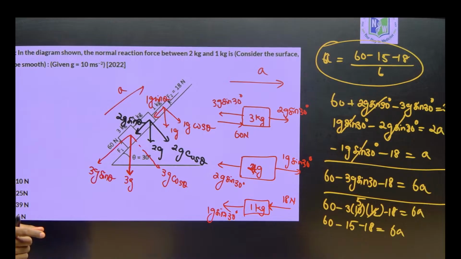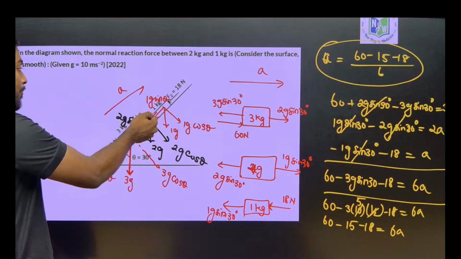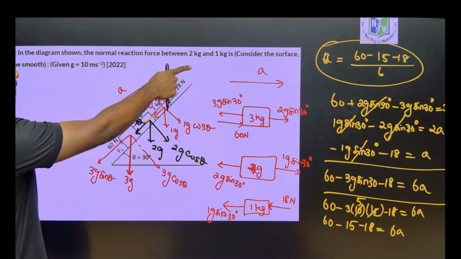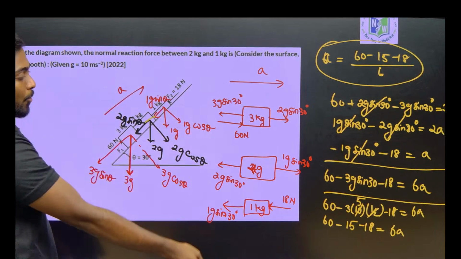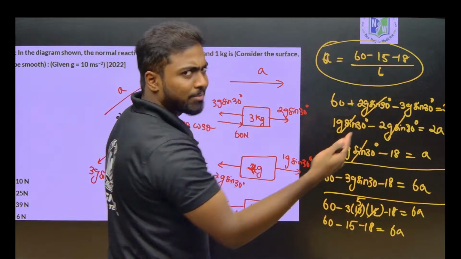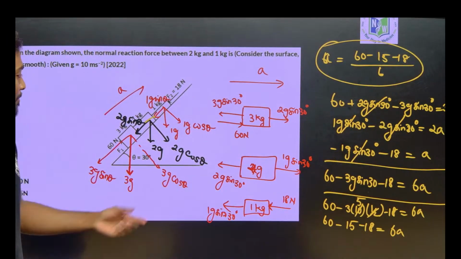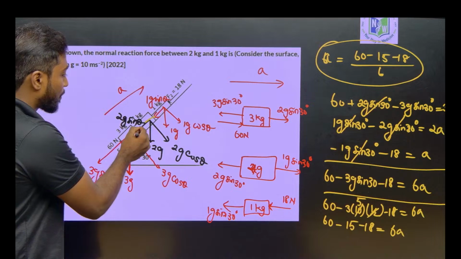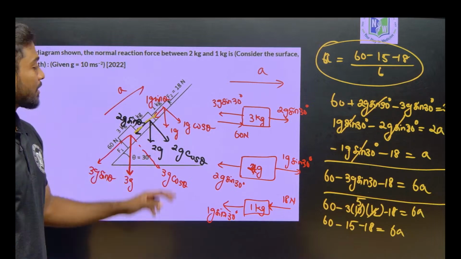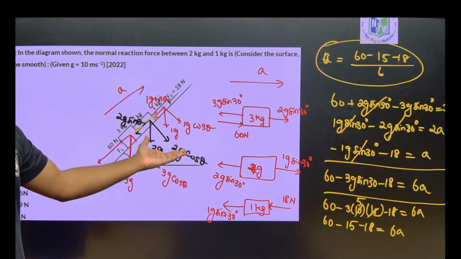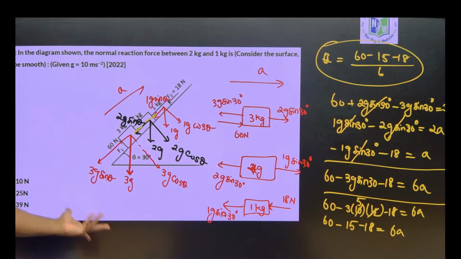Now I need to find the normal reaction. So I have found this much, but this is not necessary, right? Simply I can find what is the force acting here. What is the force acting? 1g sine 30, that's it. If I substitute the value, I will get the answer.